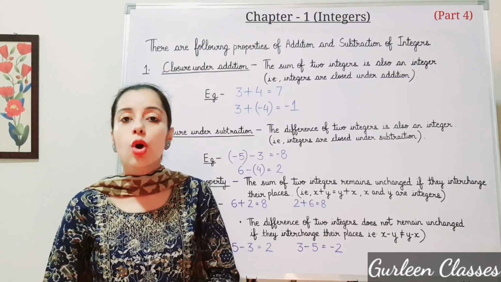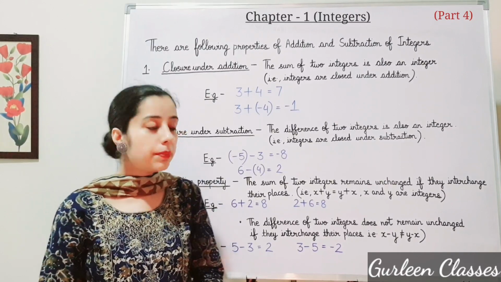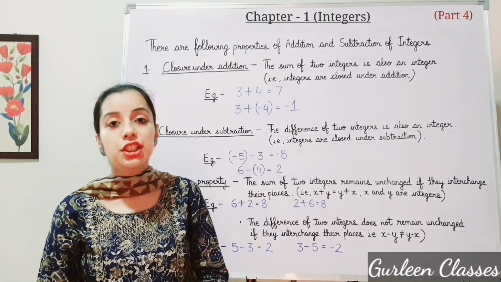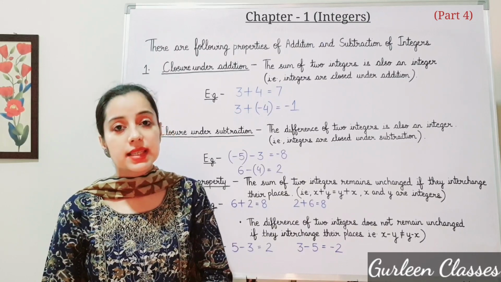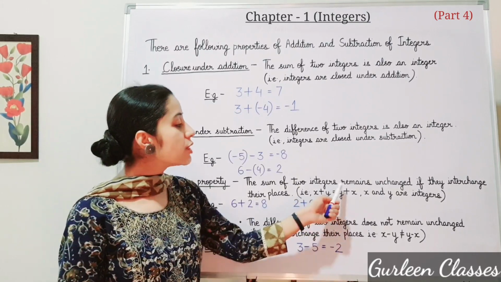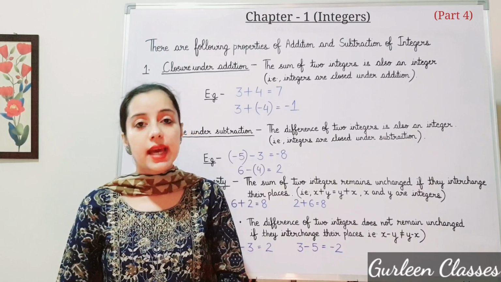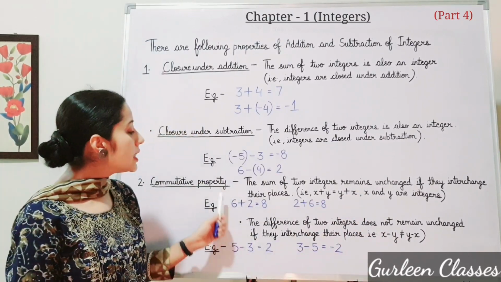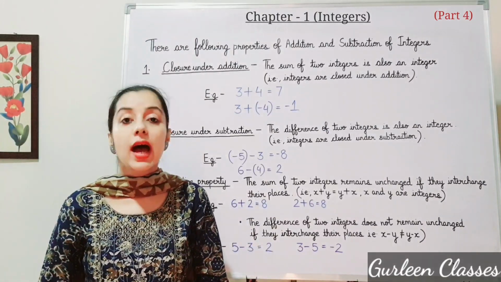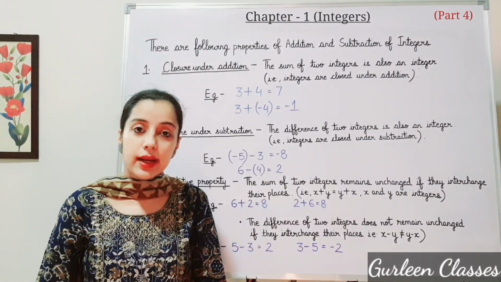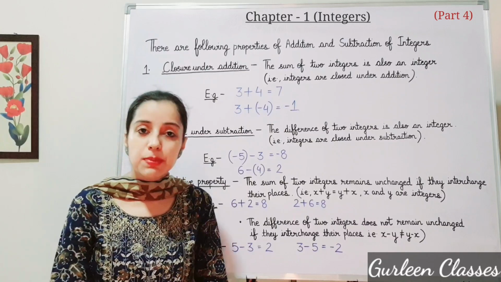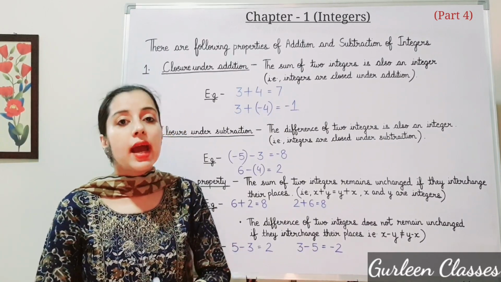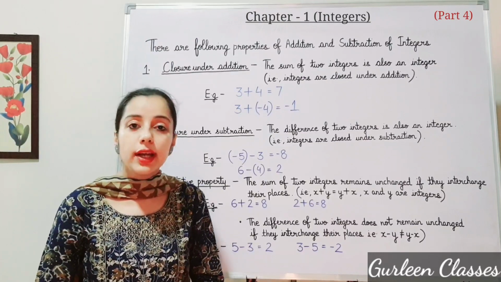Next property, commutative property of addition. The sum of two integers remains unchanged if they interchange their places. That is, x plus y is equal to y plus x, where x and y are integers. Example, 6 plus 2 is equal to 8 and 2 plus 6 is equal to 8. You have to keep in mind x plus y is equal to y plus x. So we can say that addition of integers is commutative.